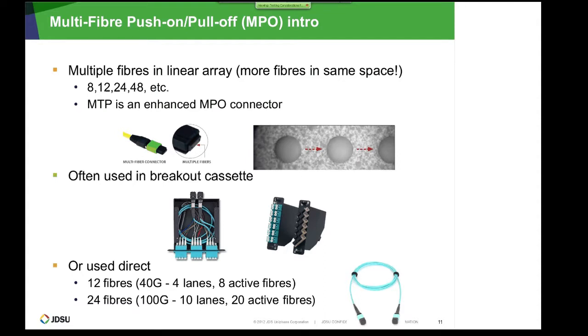Okay. Multi-fiber push-on, pull-off connector introduction. The abbreviation for this type of connector is MPO. Alternatively, MTP. These multi-fiber push-on, push-off cables put together several fibers. It can be 8, 12, 24, 48, and so on, in one linear array. It means there is a flat fiber cable which consists of 8 or more fibers inside, and this bunch of fibers is terminated with one optical connector. We are speaking about a multi-fiber connector.